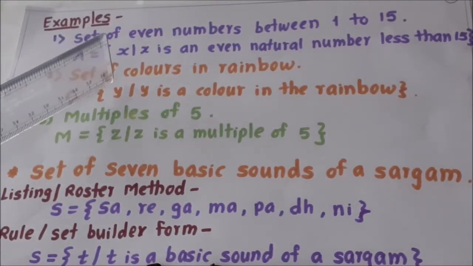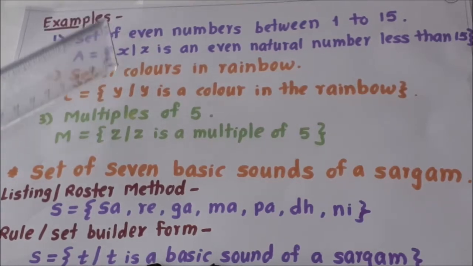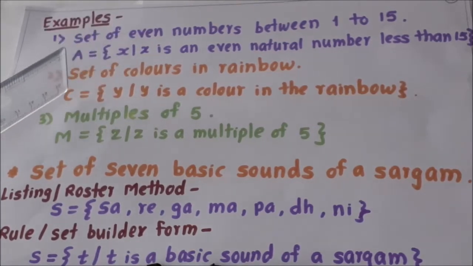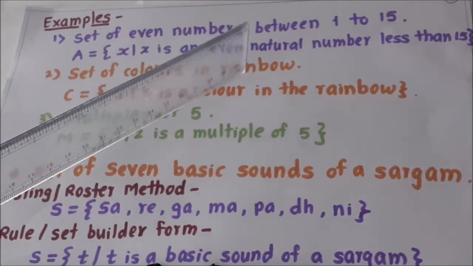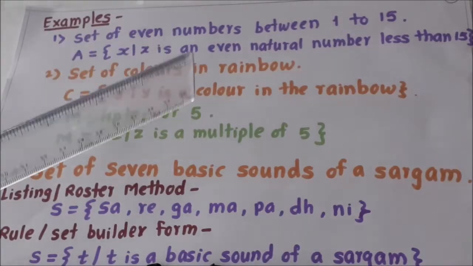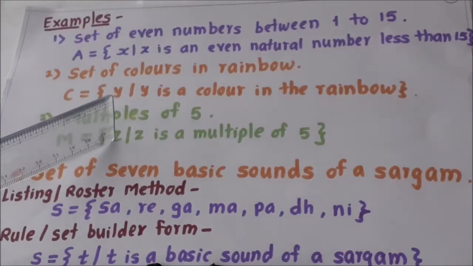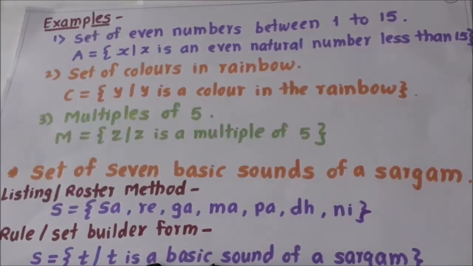Now here I used a letter y. Once again I am telling you, this element should be represented by a small letter. So C is equal to y, such that y is a color in the rainbow. One more example, multiples of 5. Now here z represents the element and z is a multiple of 5.